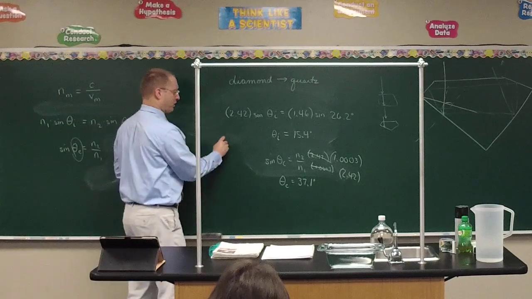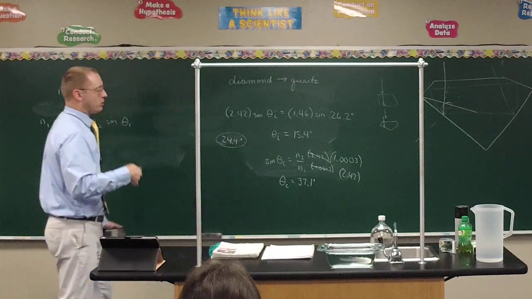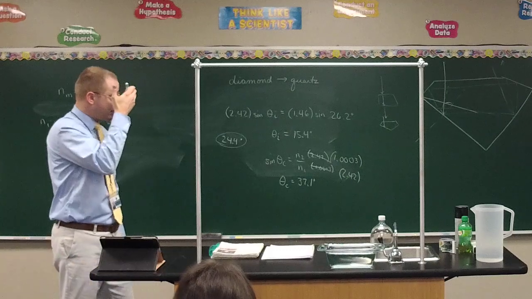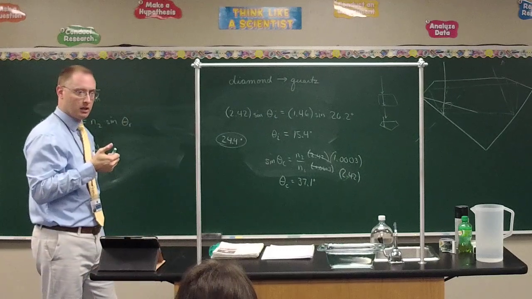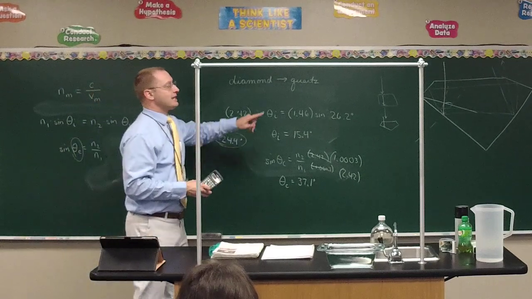I got 24.4 degrees. Try it again, Audrey. 24.4 degree critical angle. So 1.0003 divided by the 2.42, and then take the arcsine of that. Insert there. Yeah. Okay. You got it now. 24.4 degrees is all you need to get that light to stay in.